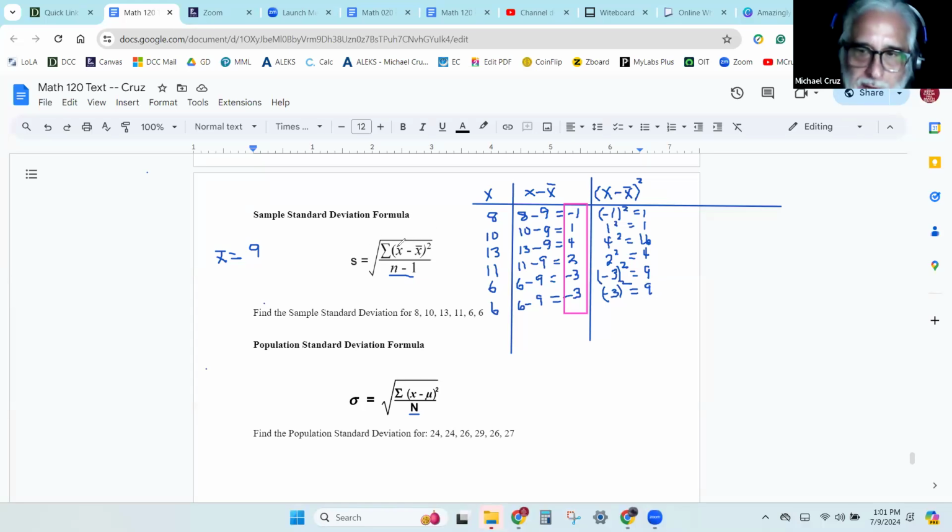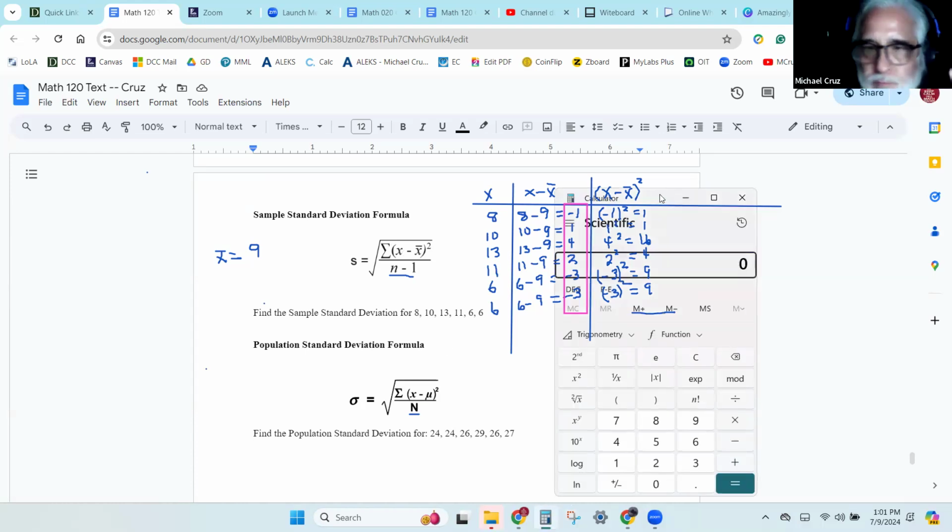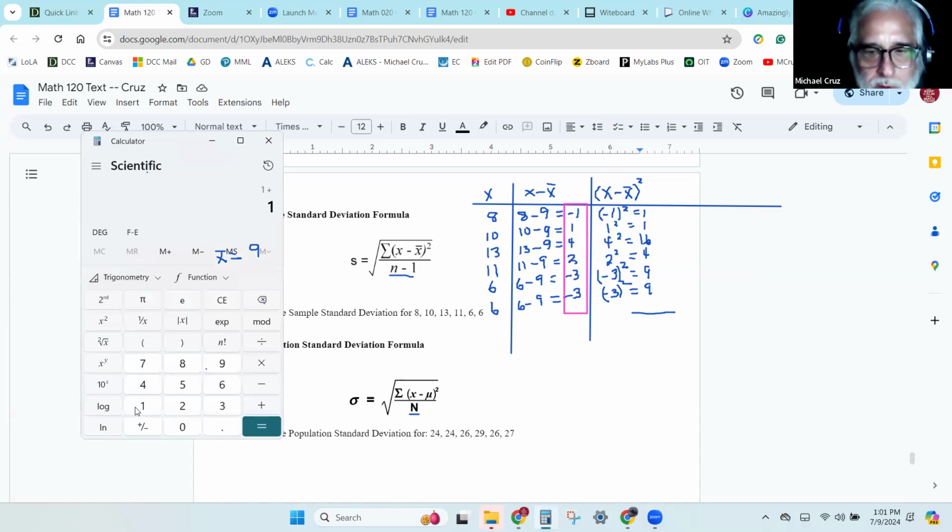All right, so that whole top right there, see it has another sum in there? We've done the part here, the X minus X bar squared. What that sum means is just to add them up. So 1 plus 1 plus 16 plus 4 plus 9 plus 9 is 40. So that 40 is the whole top up there.